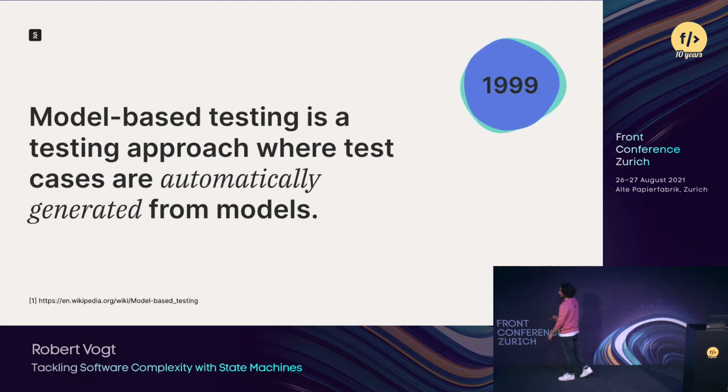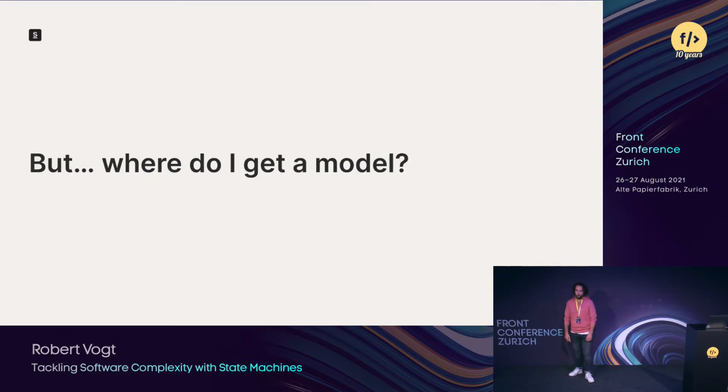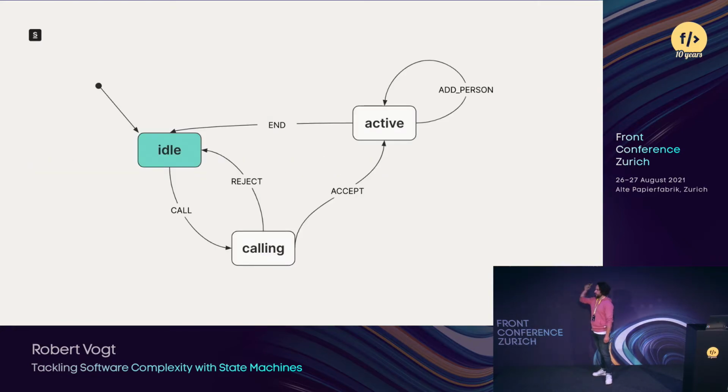There's another mathematical concept that's also 20 years old, and it's called model-based testing, which is a testing approach where test cases are automatically generated from models. And what is a model? A model is an abstraction of a real-world function. But where do I get a model of my real-world function? I mean, look at that. My state machine, my state chart is exactly this. It is an abstraction of my working app, and it shows how I expect my application to work.